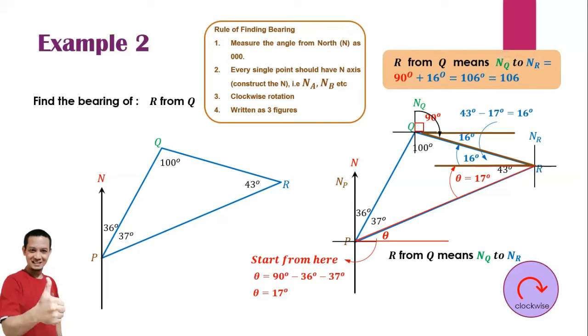Once again, rule of finding bearing. Measure the angle from north as triple digits. Every single point should have an axis. Construct the north line. And number 3, clockwise rotation. And you have to write as 3 figures. Okay, students? Clockwise direction. Remember, clockwise direction.